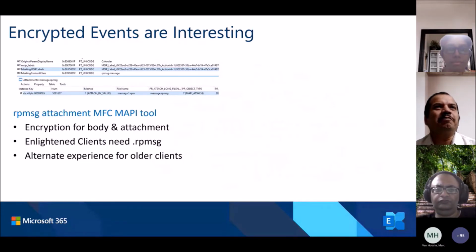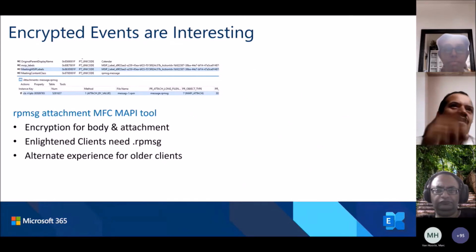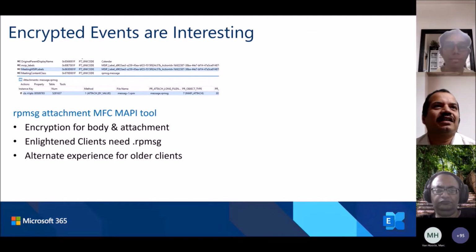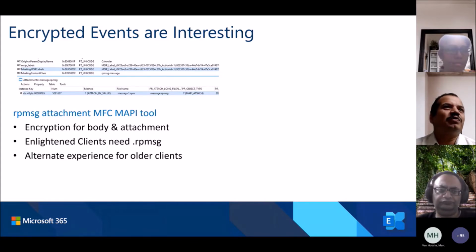Encrypted events are a little bit more interesting. The screenshot that you see above is looking at this message in the MFCMAPI tool, and this is showing how the message is persisted, or the internal representation of the message. There are a bunch of name value pairs. The attachment is seen here, and this is RPMSG. RPMSG stands for Rights Protected Message. All the information needed to enforce who has the rights to view it and what rights the user has is there as part of this message.